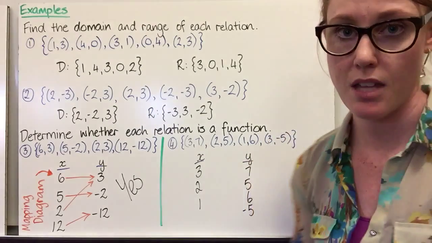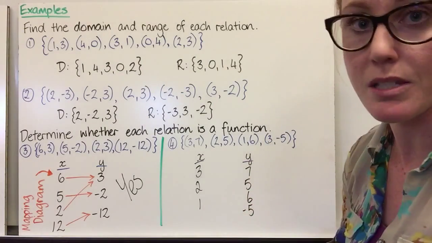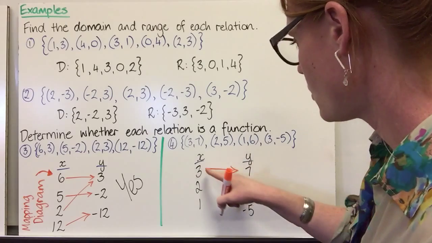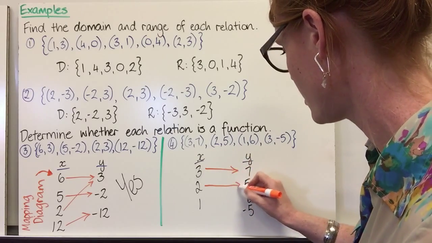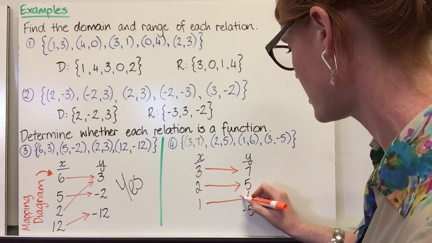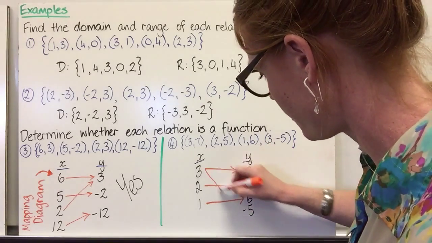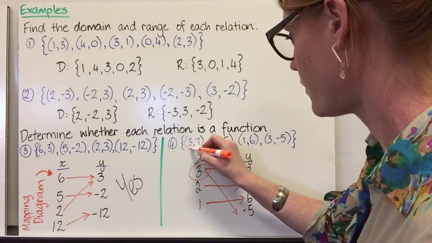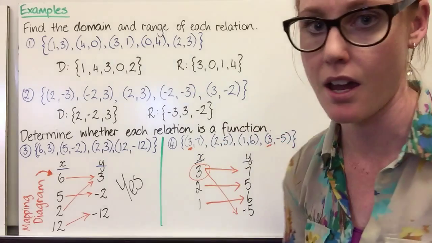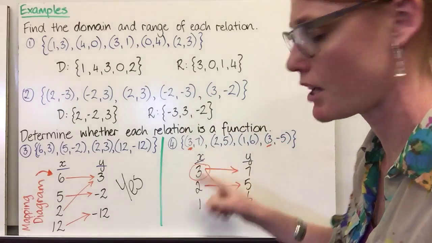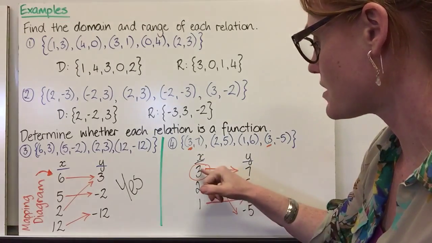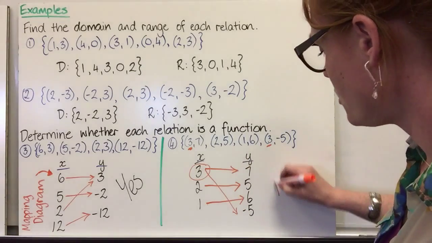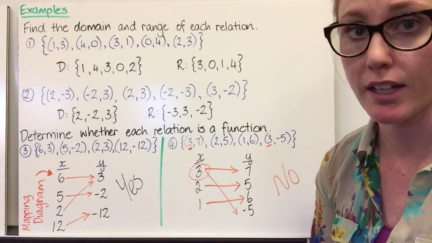So we're simply going to match them up with the number that they correspond with in the ordered pair. So we have 3 with 7, 2 with 5, 1 goes with 6, and 3 goes with -5. So this should be a big clue here, as well as the fact that we have 2 domain values that are the same. Because this domain value, or the x value, or the input value has been assigned 2 range values, or 2 y values, or 2 output values, then no, this relation is not a function.